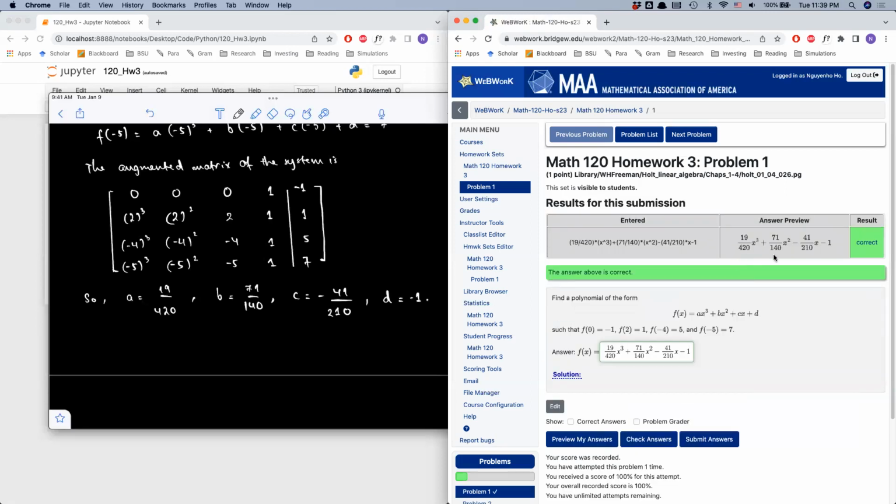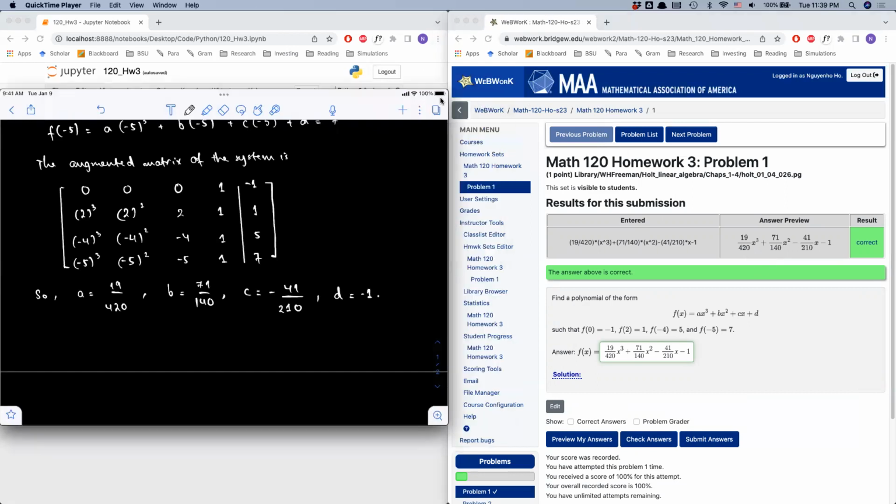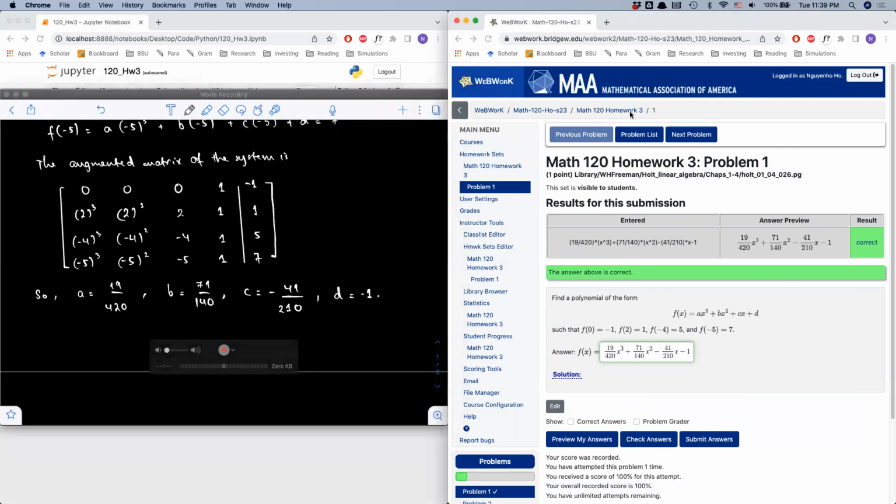All right, so that's the process to obtain the values of a, b, c, and d given the polynomial function of degree 3 to fit 4 given points. All right, so now let's move on to the next problem.